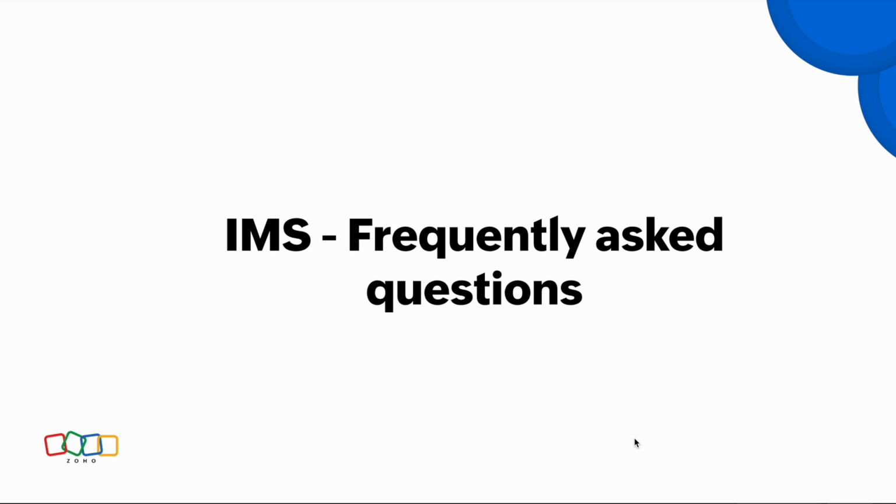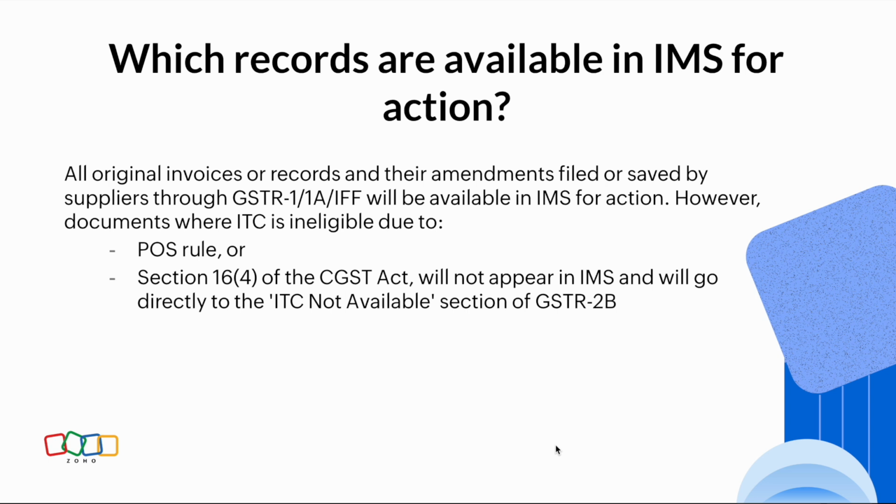Now let us look into the frequently asked questions on IMS. Which records are available in IMS for action? All the invoices or records and their amendments which are filed by your supplier in GSTR 1 will be available in the IMS dashboard. However, the documents in which ITC is ineligible due to the POS rule or Section 16(4) of the CGST Act will not appear in the IMS dashboard and will be moved to the ITC not available section of GSTR 2B.